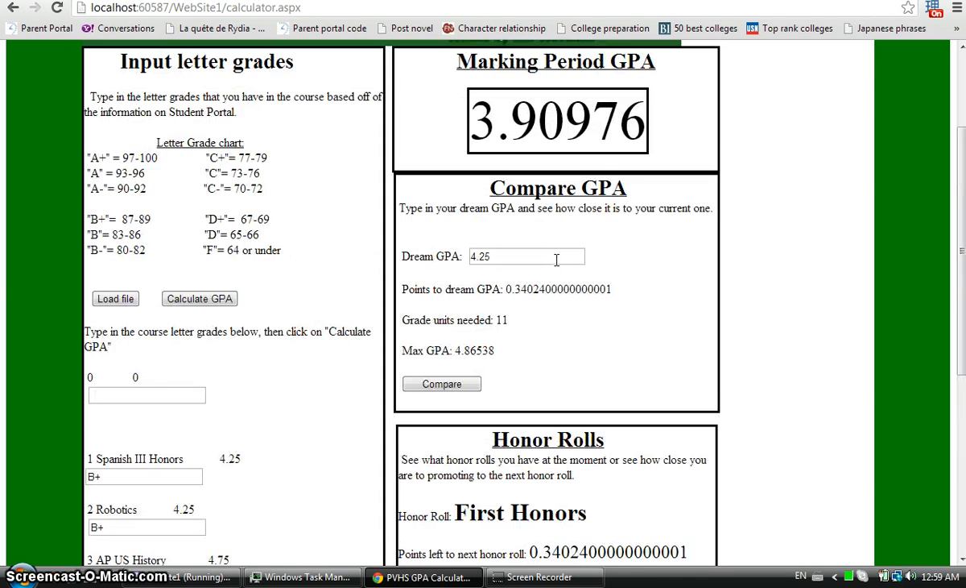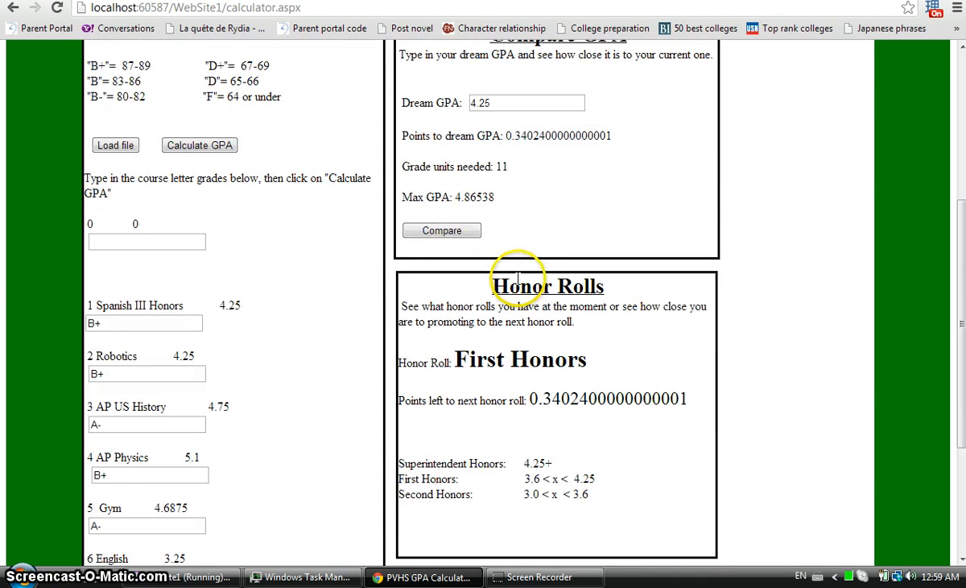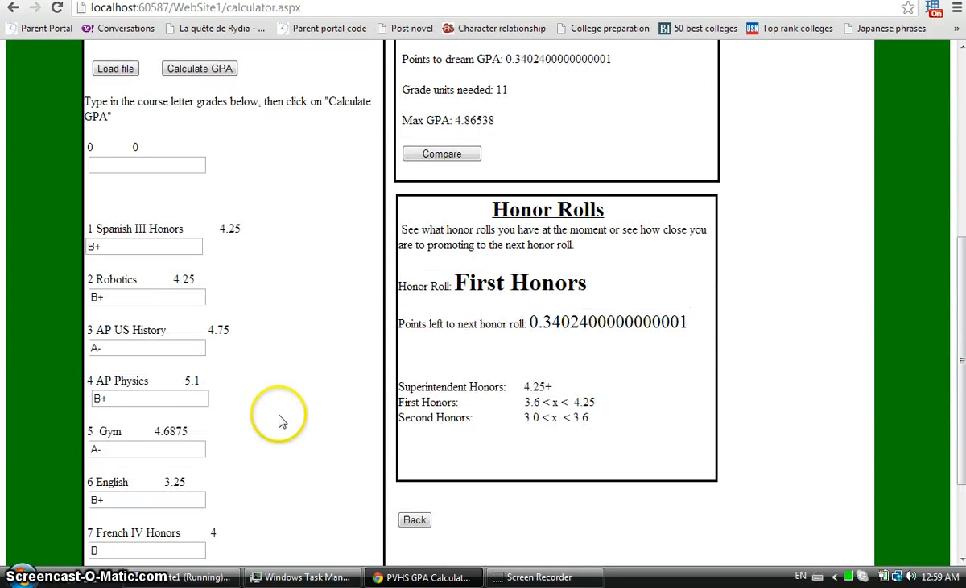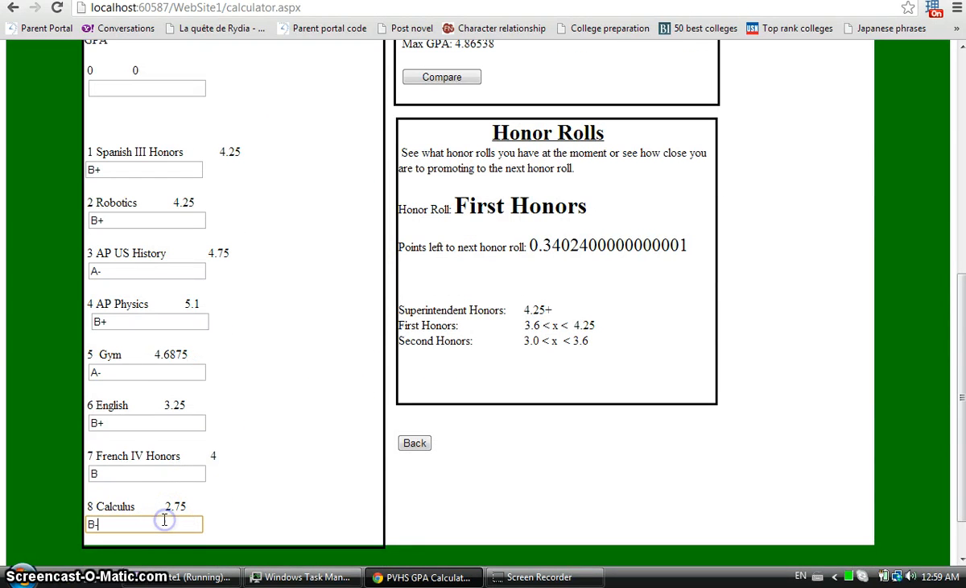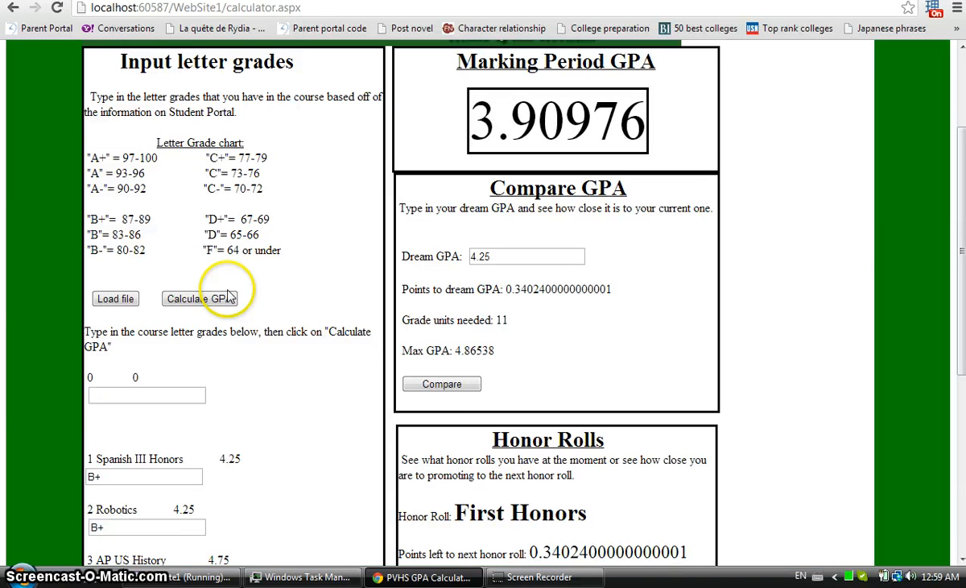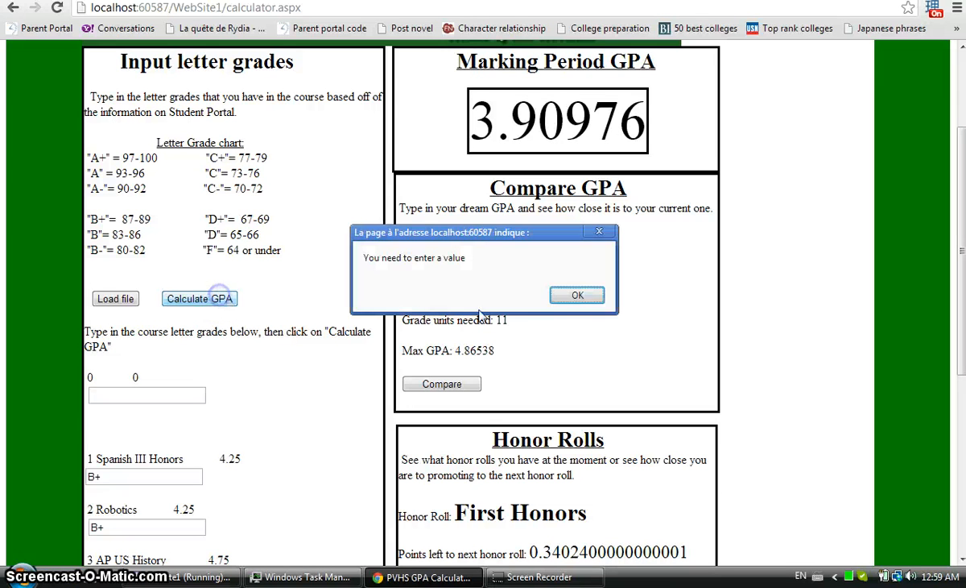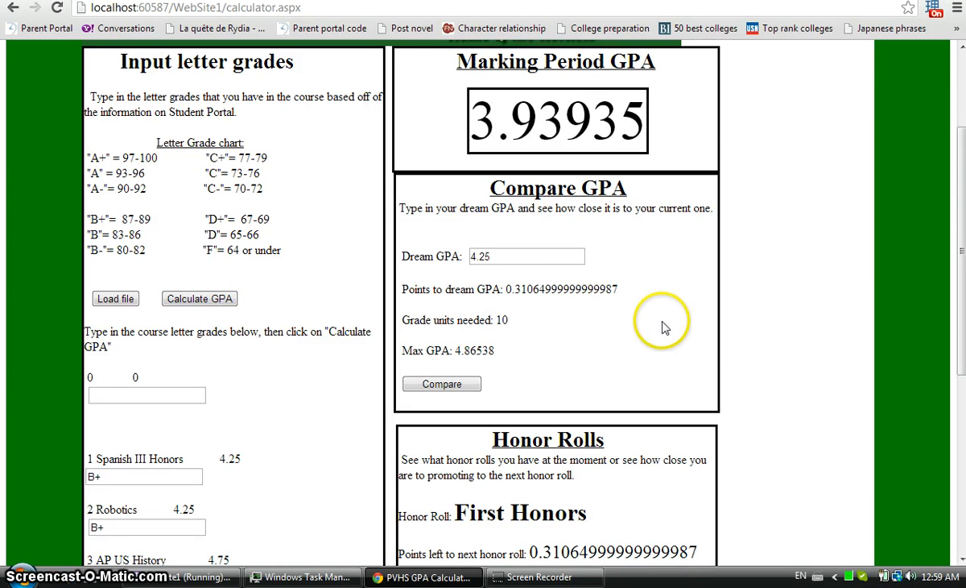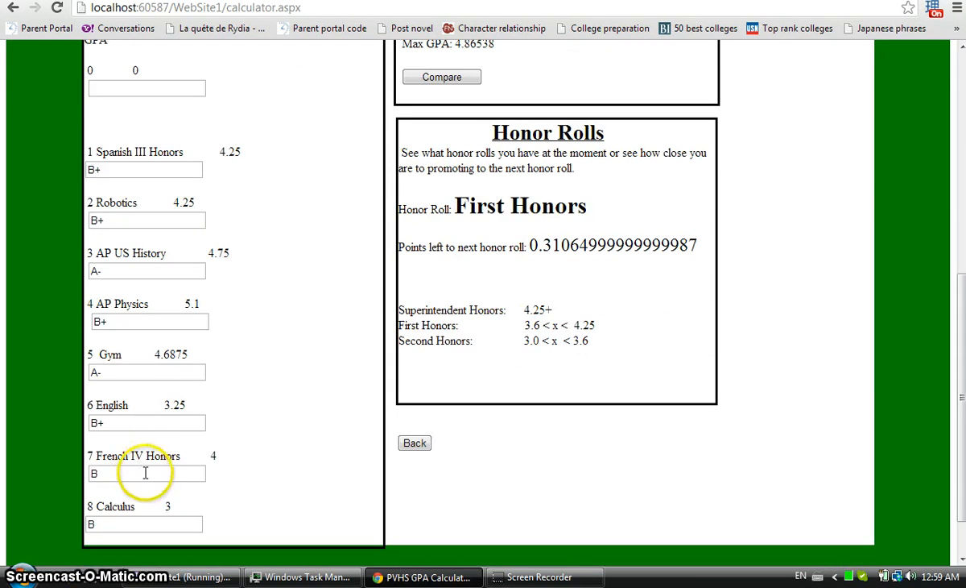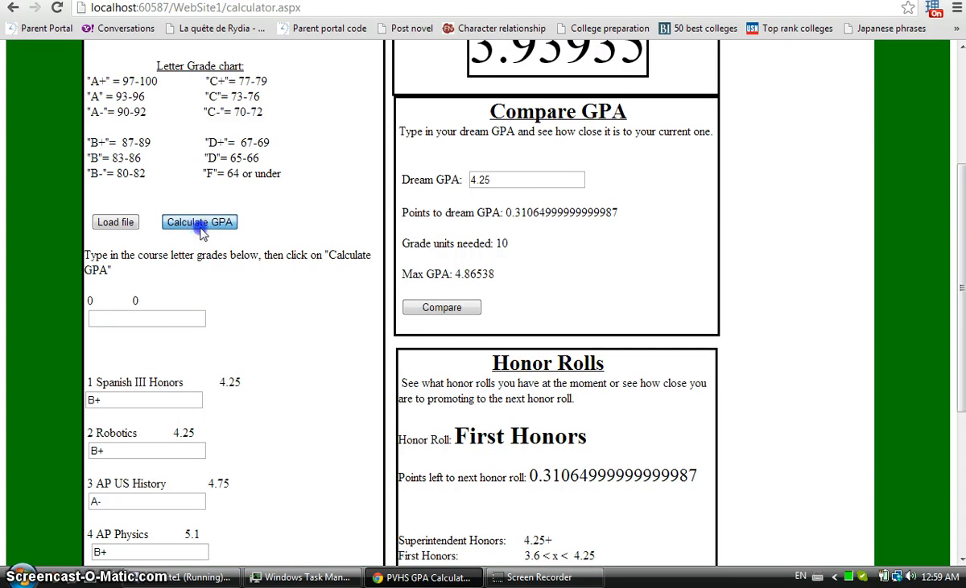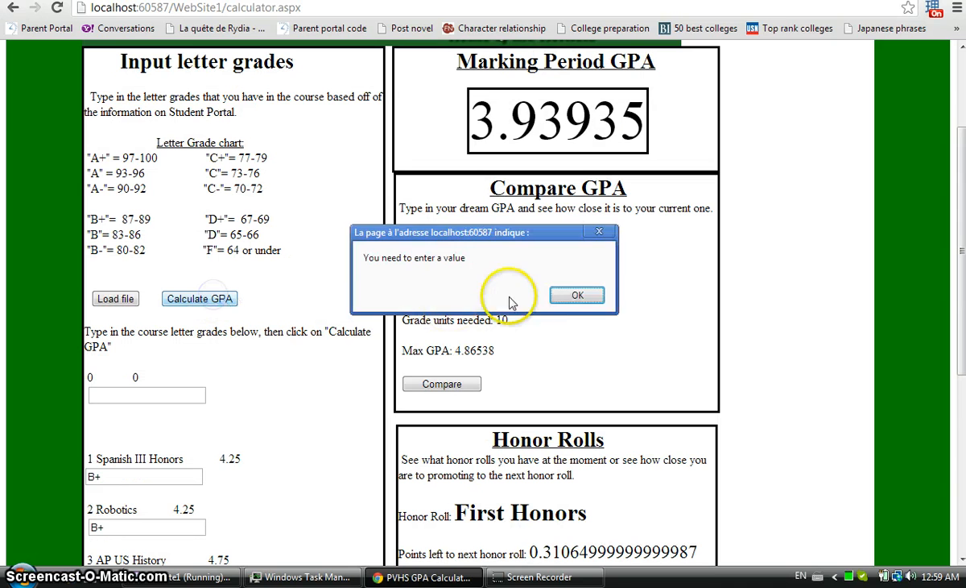Let's say that you try hard in calculus. So you increase from a B minus to a B. That would equal one grade unit. So you would have 10 grade units left. And your GPA is even higher. You're even closer to a 4.25. I try harder in French to a B plus. 9 grade units.